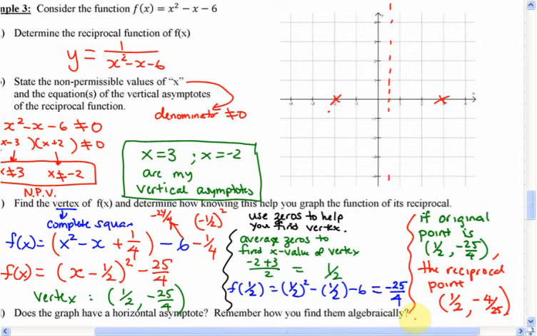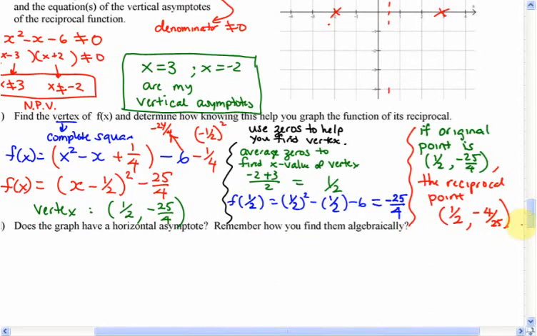Why did I reciprocal it? Because I'm asking you. We're doing the reciprocal. I said, once you know the vertex of the original function, how does that point, which is the one in green here, help you graph out the function of its reciprocal? So what that means is that this point I will transform into (1/2, negative 4 over 25). Okay?